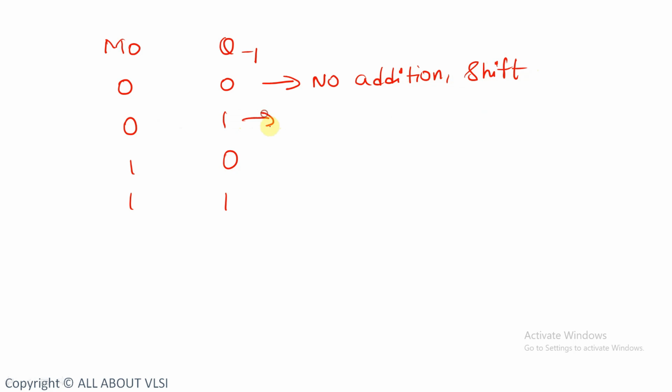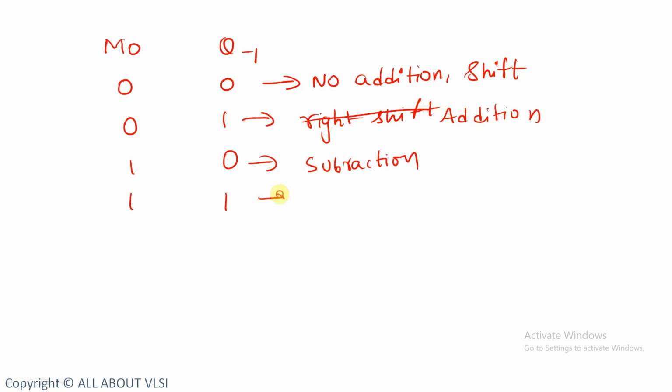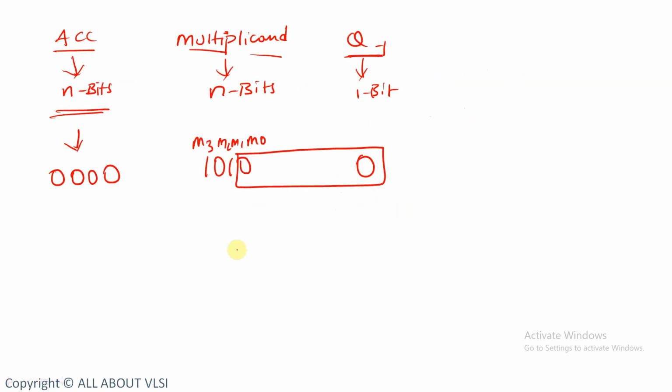For 0 0 and also for 1 1, it is a right shift operation. For 0 1 it is an addition operation, and for 1 0 we are going to perform a subtraction operation. Also just a shifting, no addition or nothing. So these are the operations we are going to do by considering these two bits.